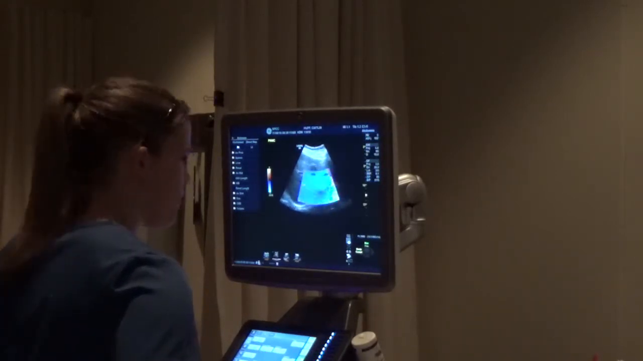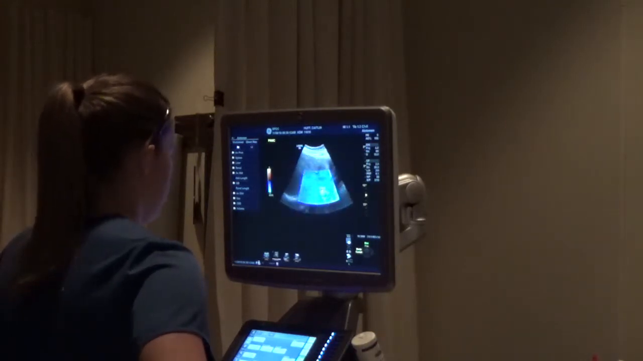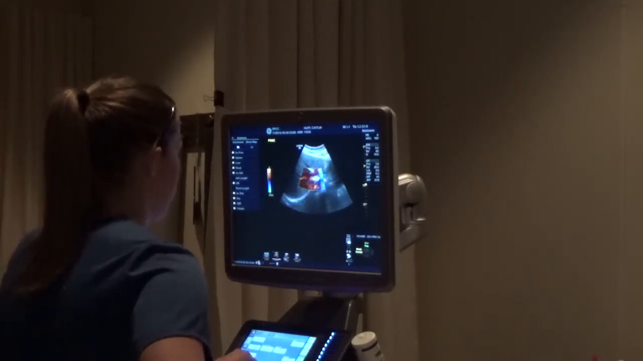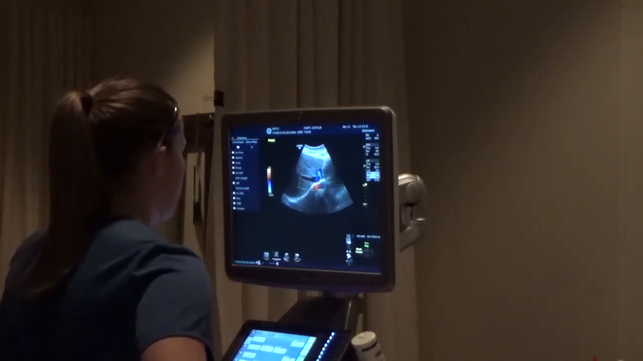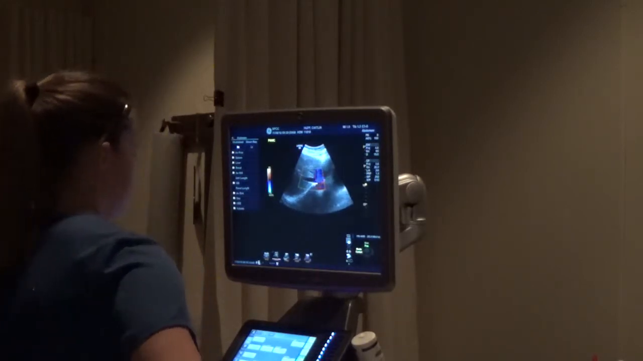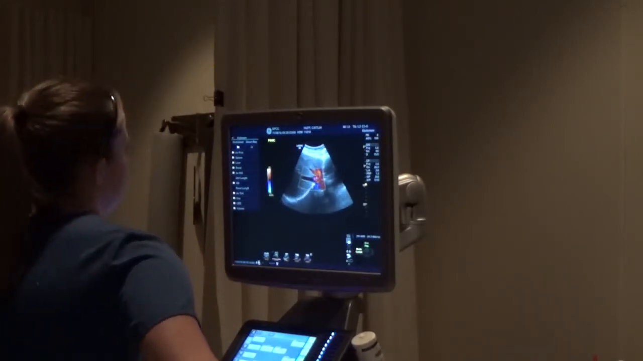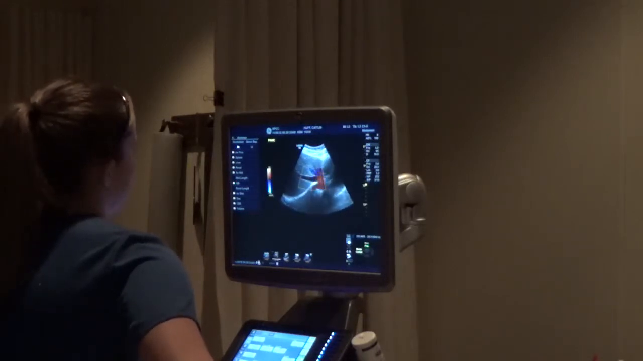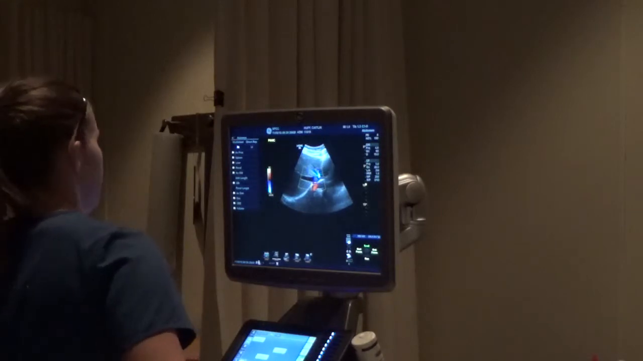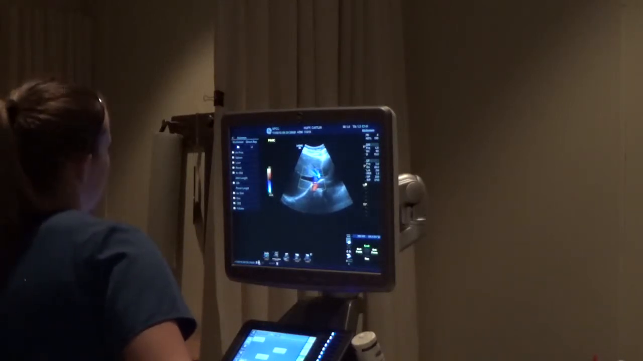Alright, big breath in and hold it. Okay, so when you see that blue there, what direction is the flow going? That's going away from the transducer and it's going towards the IVC. Okay, so is that the normal direction? Yes. Okay.